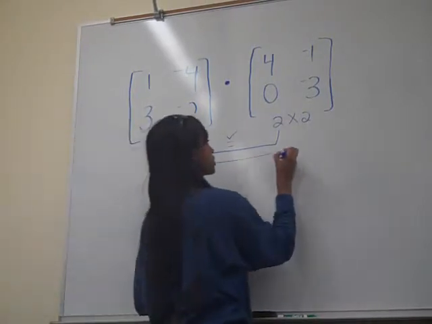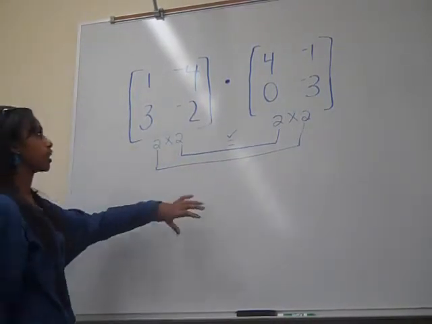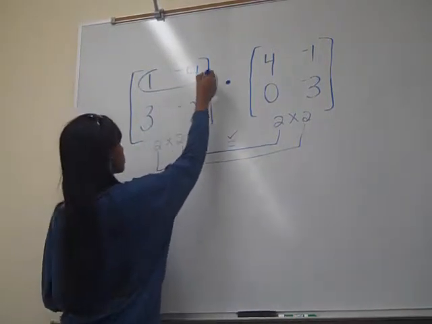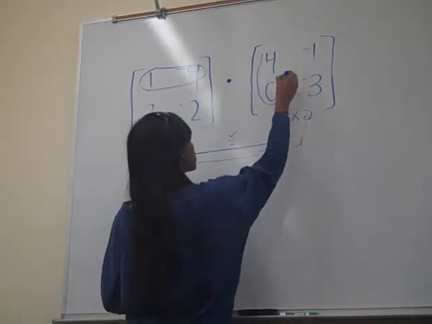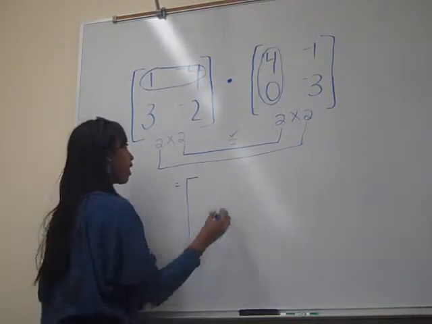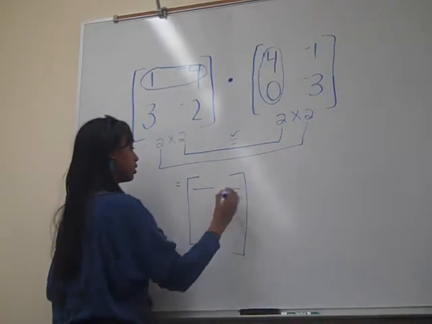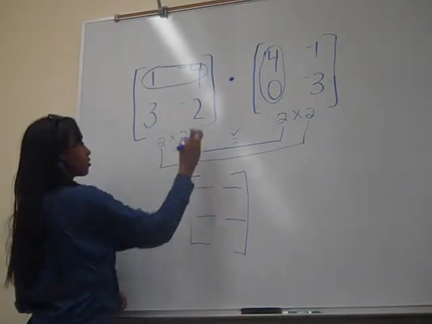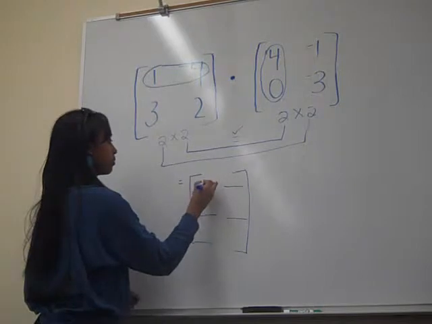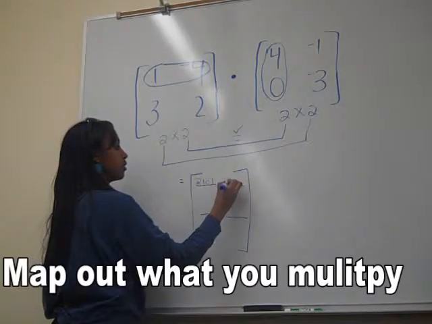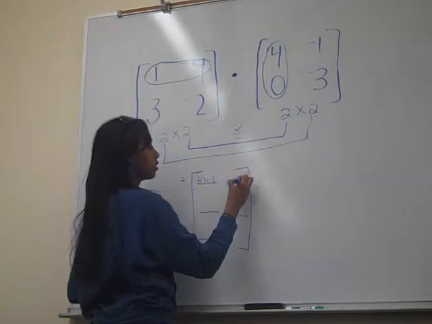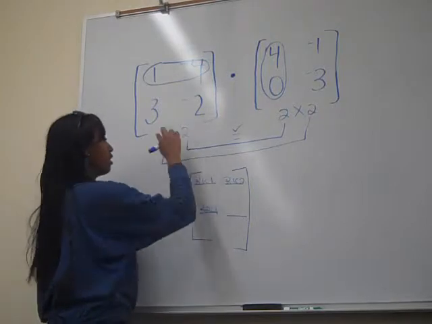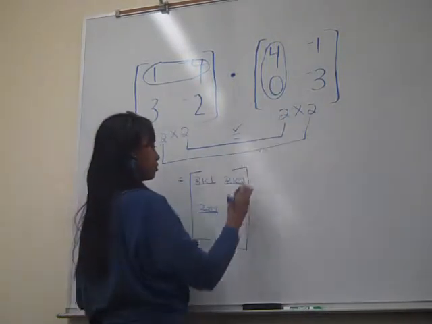And the two outside numbers tell us the dimensions of the answer we will get once we multiply those two matrices together. To help you multiply, what you should do is rows times columns. Mapping out what you will be doing will help you do this more easily. So we're going to do row 1 times column 1, and then row 1 times column 2, and then row 2 times column 1 and row 2 times column 2.